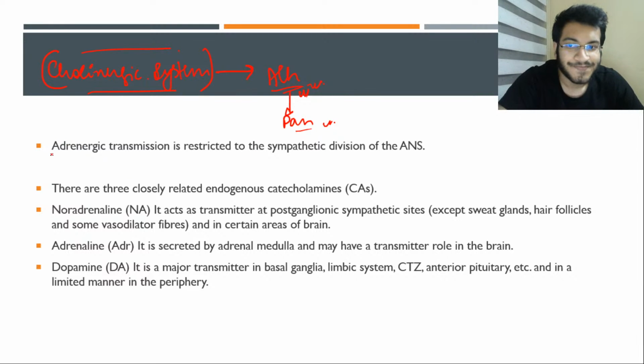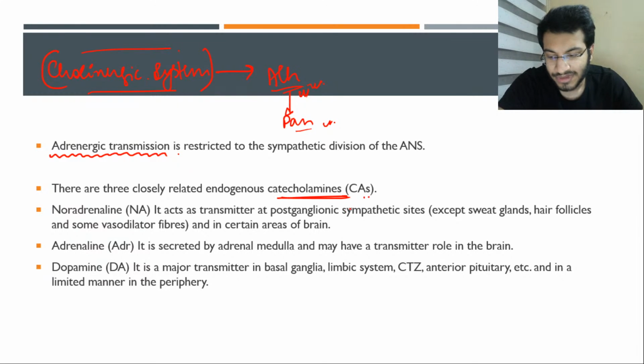As such, adrenergic transmission is because of three things, and basically they are called catecholamines. So adrenergic transmission is because of the production of the endogenous catecholamines, that is noradrenaline, adrenaline and dopamine.